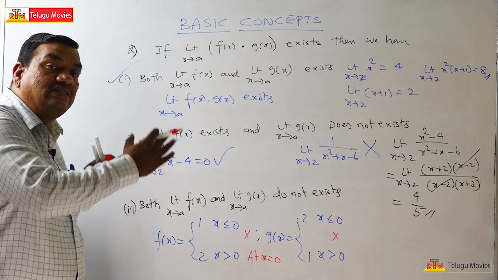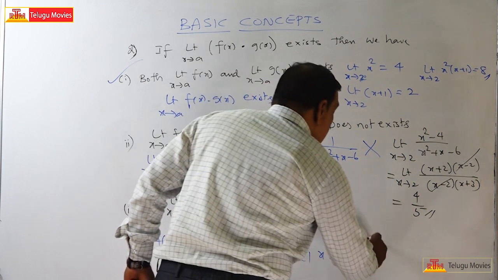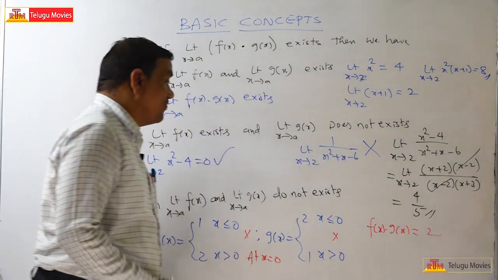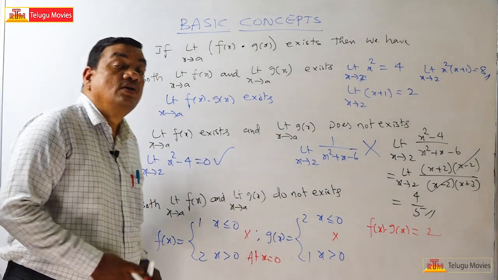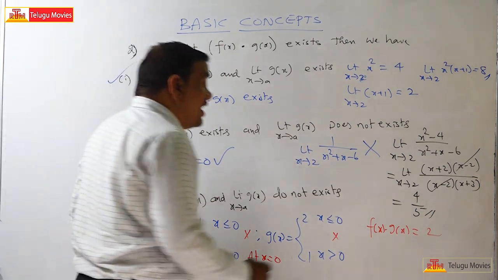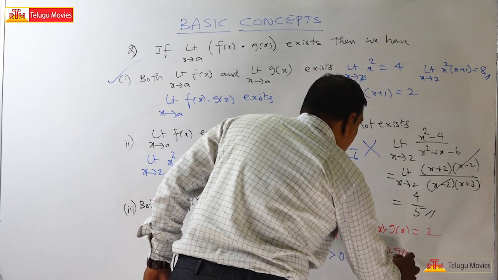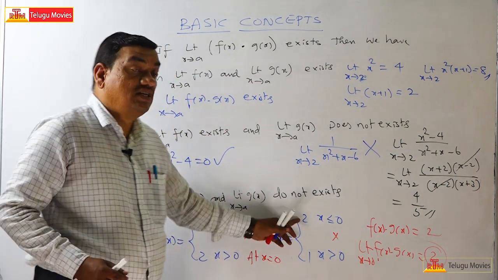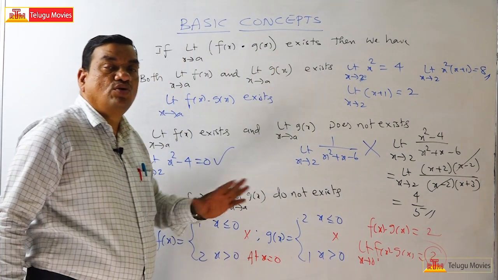So both the limits separately do not exist. Then what is f of x into g of x? This value is 2. The f of x into g of x value: 1 times 2, 2 times 1. So the f of x into g of x value you will get 2. Therefore, limit x tends to 0 of f of x into g of x value is 2. So separately they do not exist, but their product exists. Understand? So I hope that you understand both the concepts.